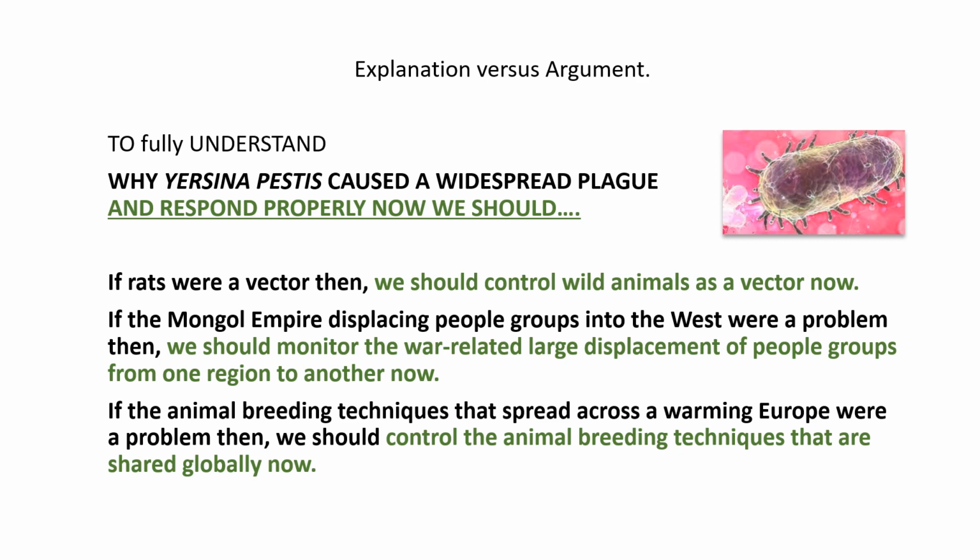If the Mongol Empire displacing people groups into the West were a problem then, we should monitor the war-related large displacement of people groups from one region to another now. And that is happening all around the world now. And they do create health crises, so we should be monitoring that and figuring out how to meet people's health needs. Then the last one, okay, if animal breeding techniques were a problem then, we should take a look at and be careful about animal breeding techniques that are shared globally now. So that's how you argue from a new understanding and significant facts to new actions that you should take because of those facts.